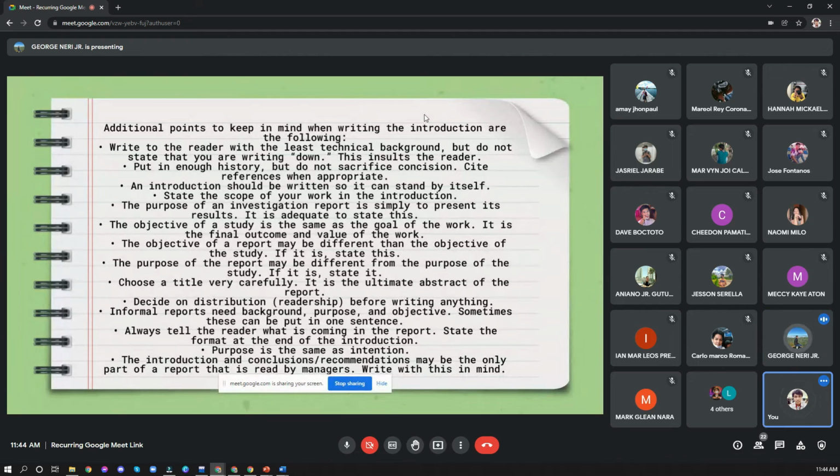Fifth, the purpose of an investigation report is simply to present its result. It is adequate to state this. Fifth, the objective of the study is the same as the goal of the work. It is the final outcome and value of the work. Six, the objective of the report may be different than the objective of the study. State this. Seven, the purpose of the report may be different from the purpose of the study.